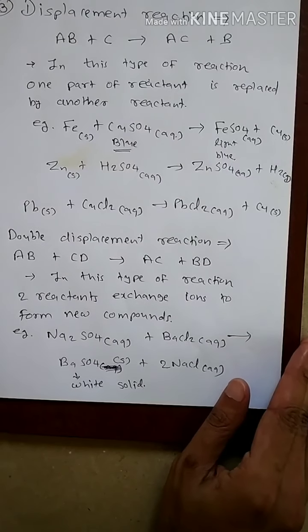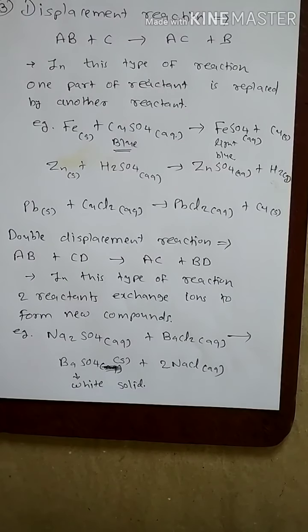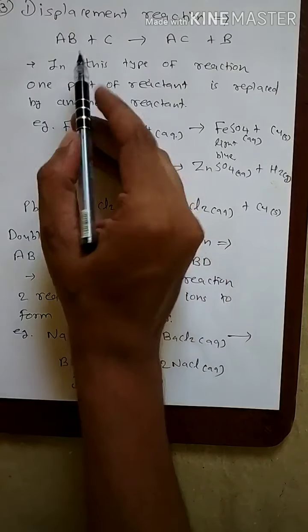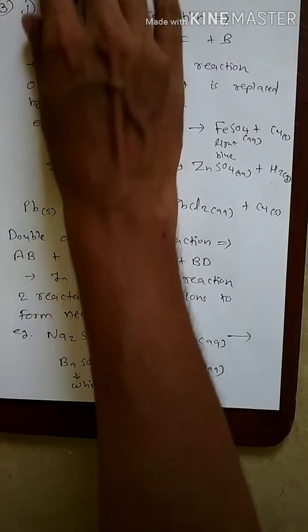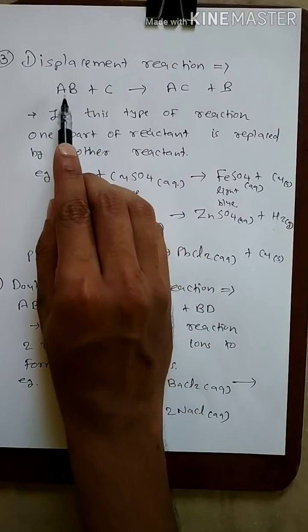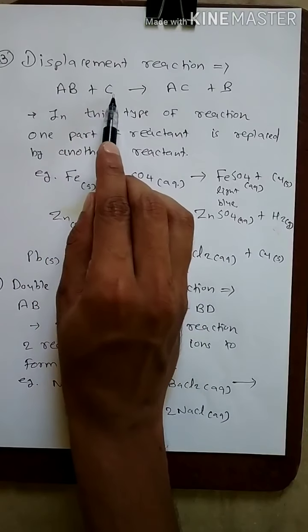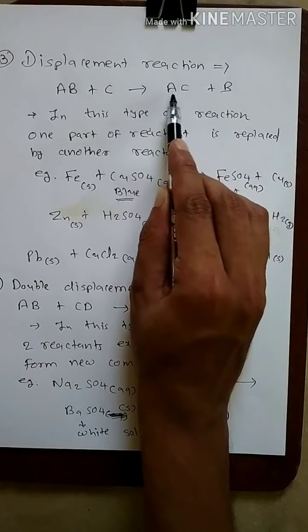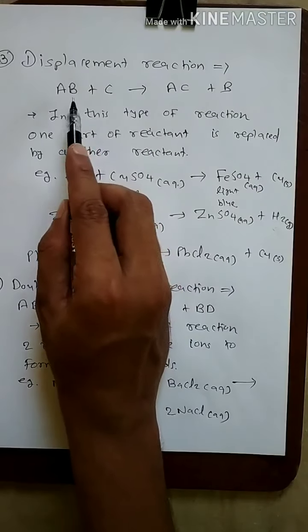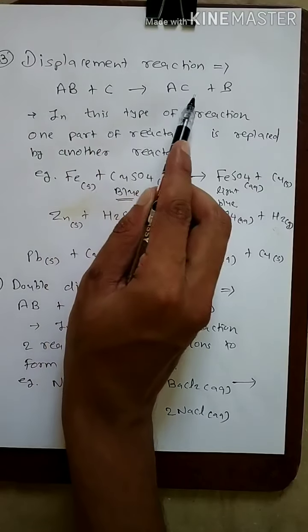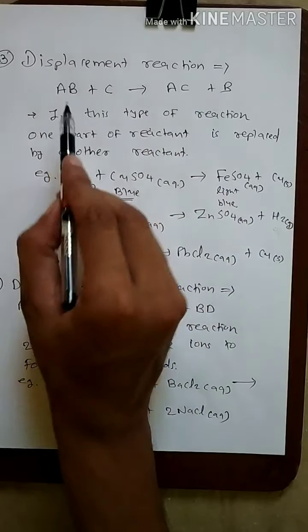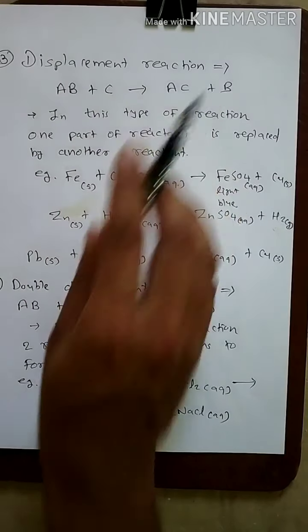The third type is displacement reaction. Now by the name only you can say some displacement will be there. Here see the general form first. AB plus C, it will give you AC plus B. Here you can see B and C, they are exchanging their place. This is called displacement reaction.